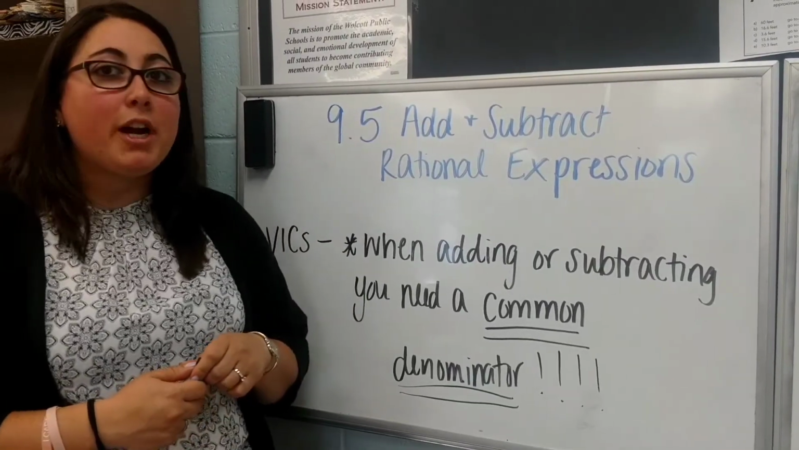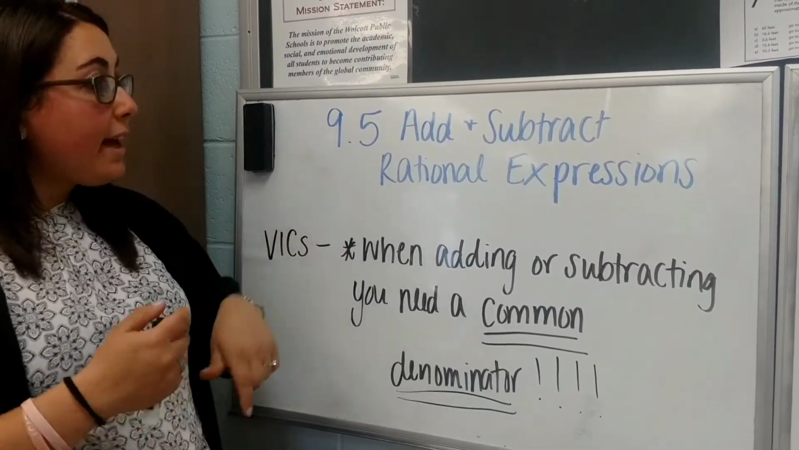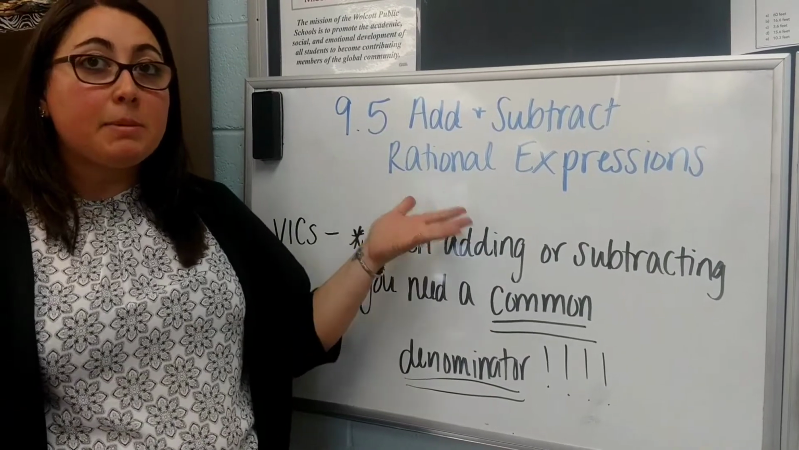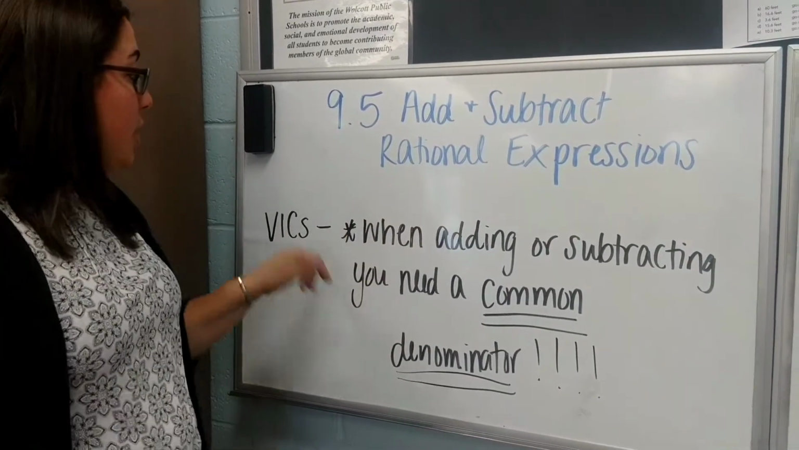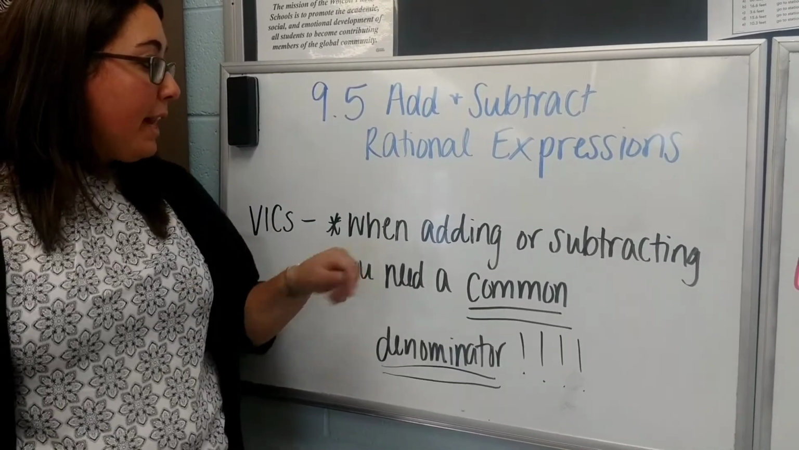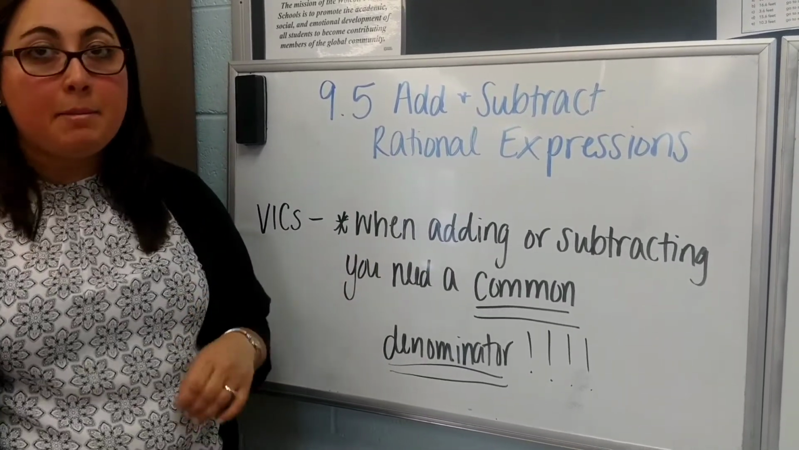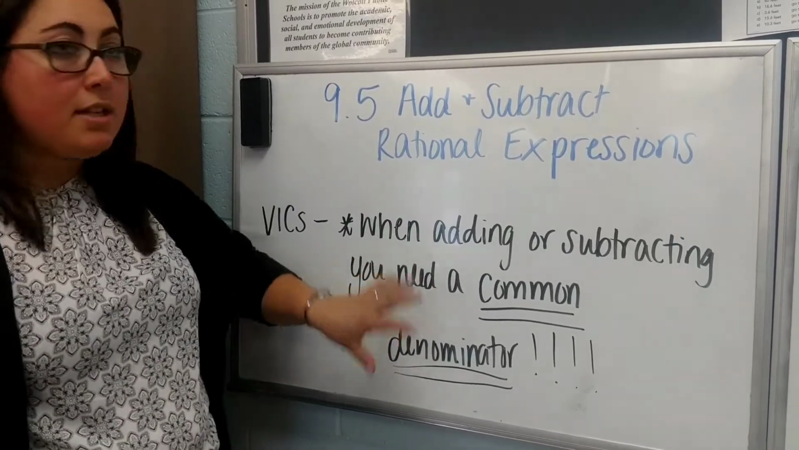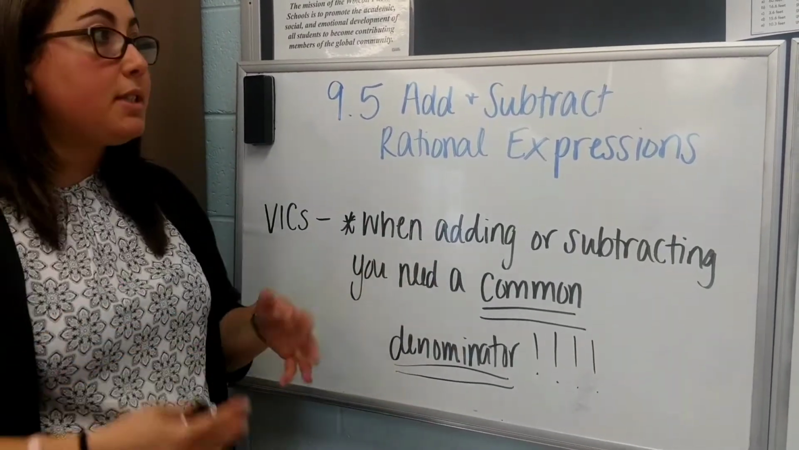9.5, where you're adding and subtracting rational expressions. So in the last section we talked about a rational expression is any expression that has a variable in the denominator. So we're jumping to VIX today because we want to remember that when adding or subtracting you need a common denominator. You have to have a common denominator amongst each of your terms.